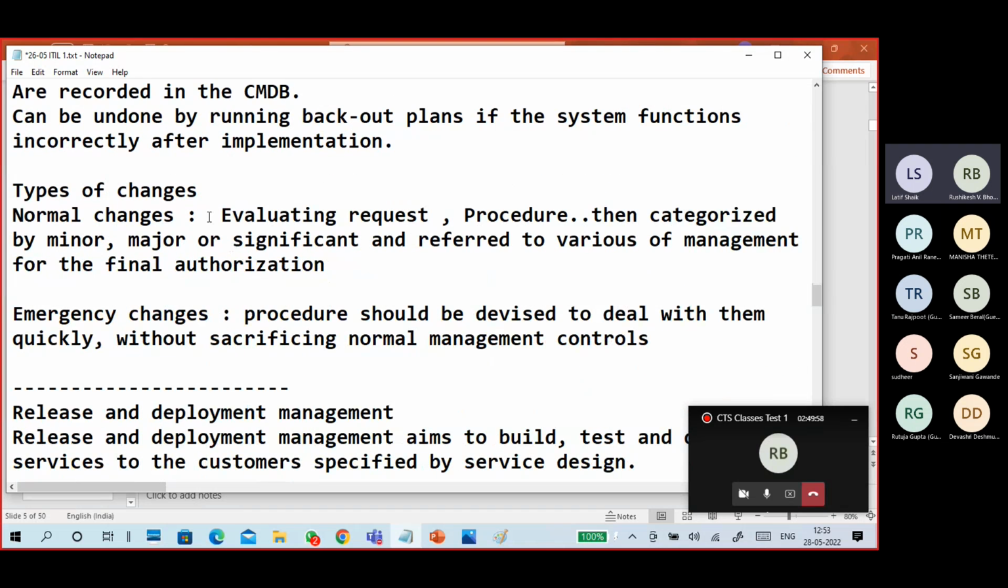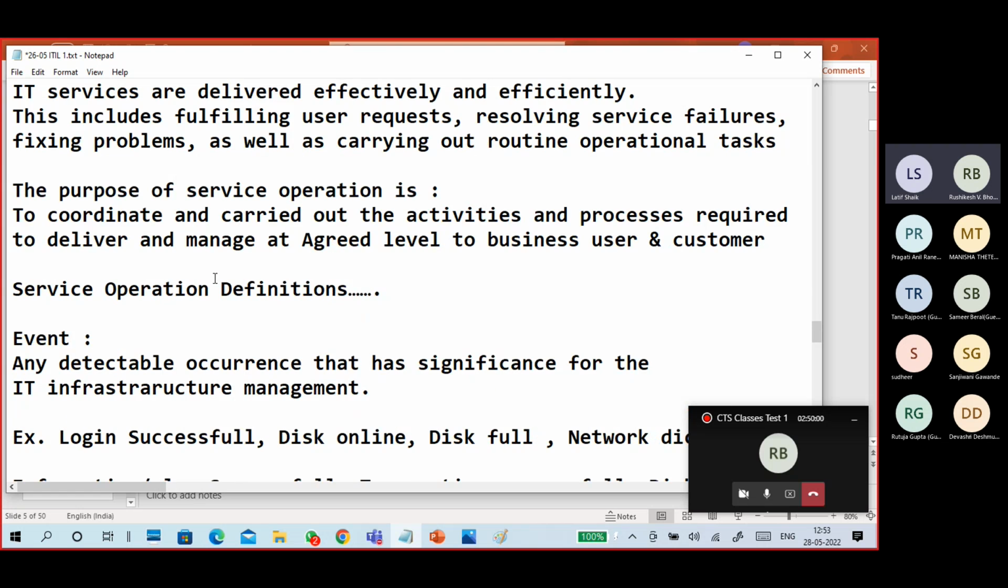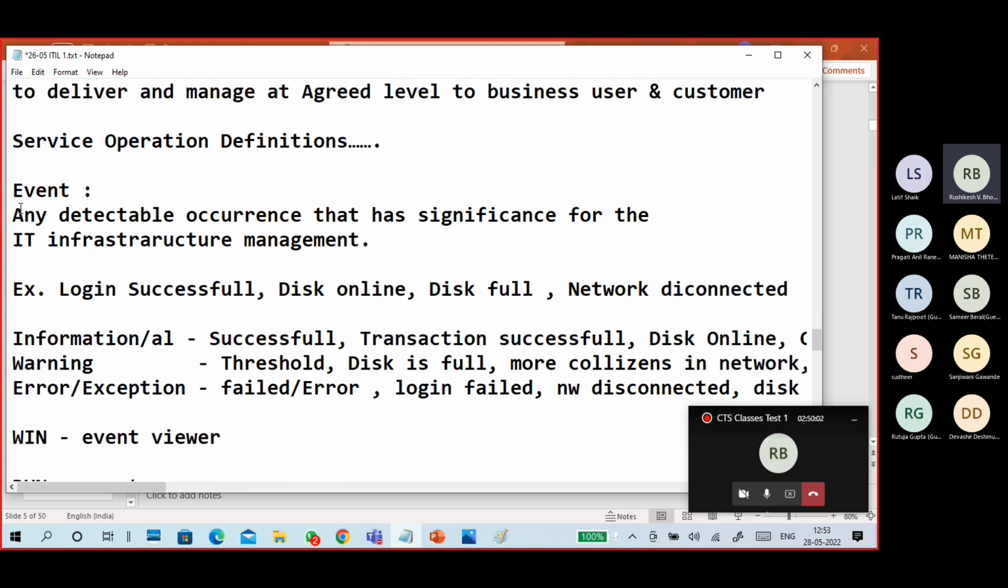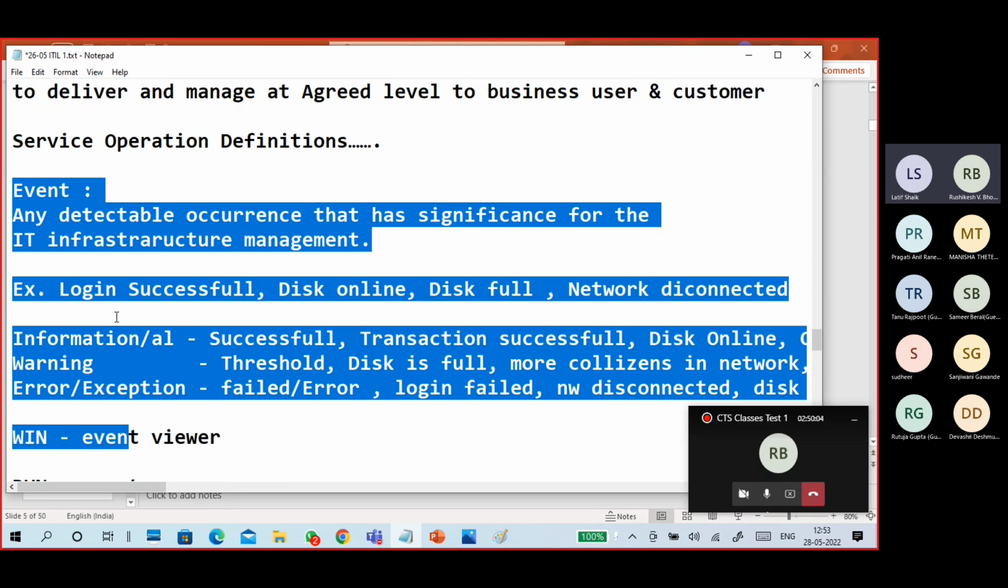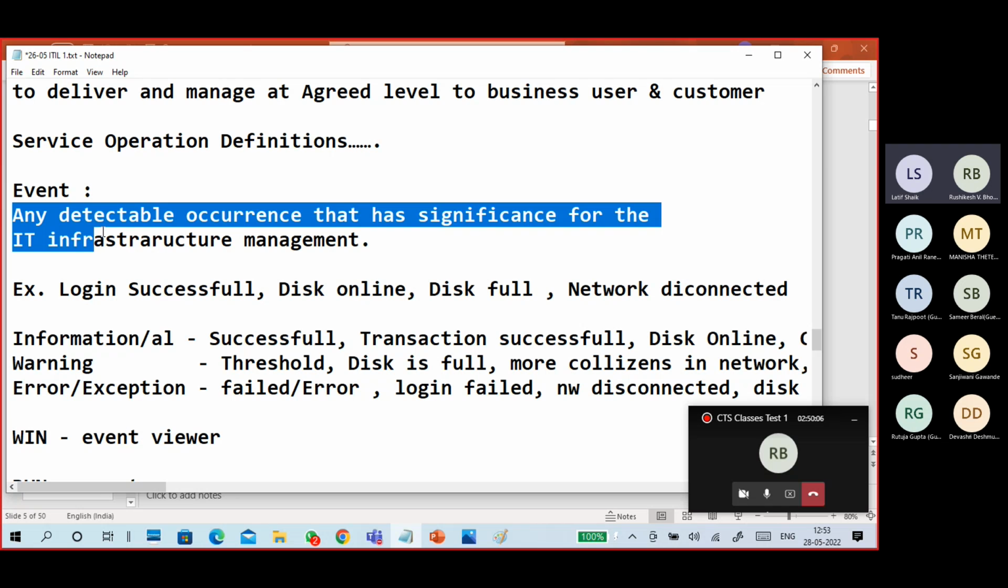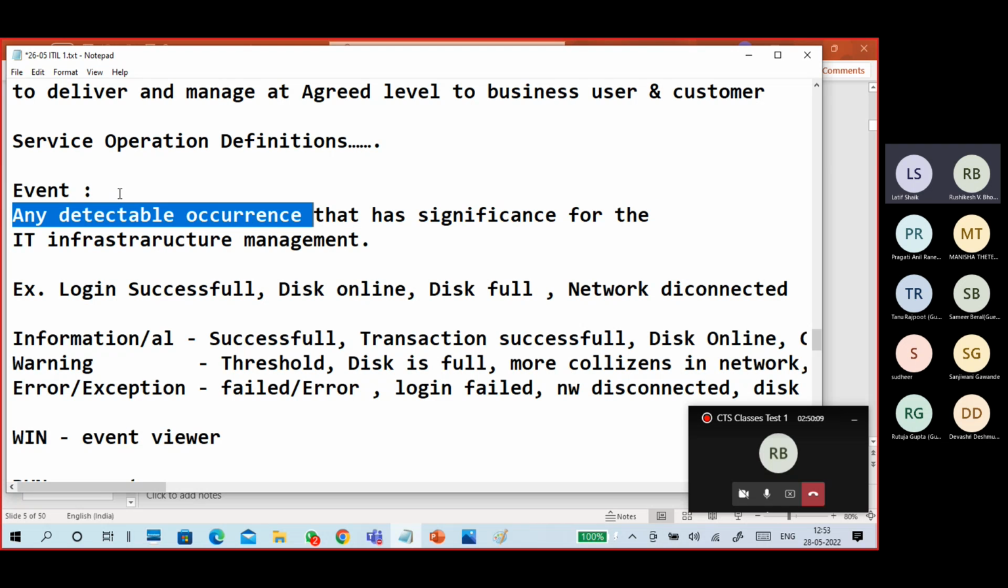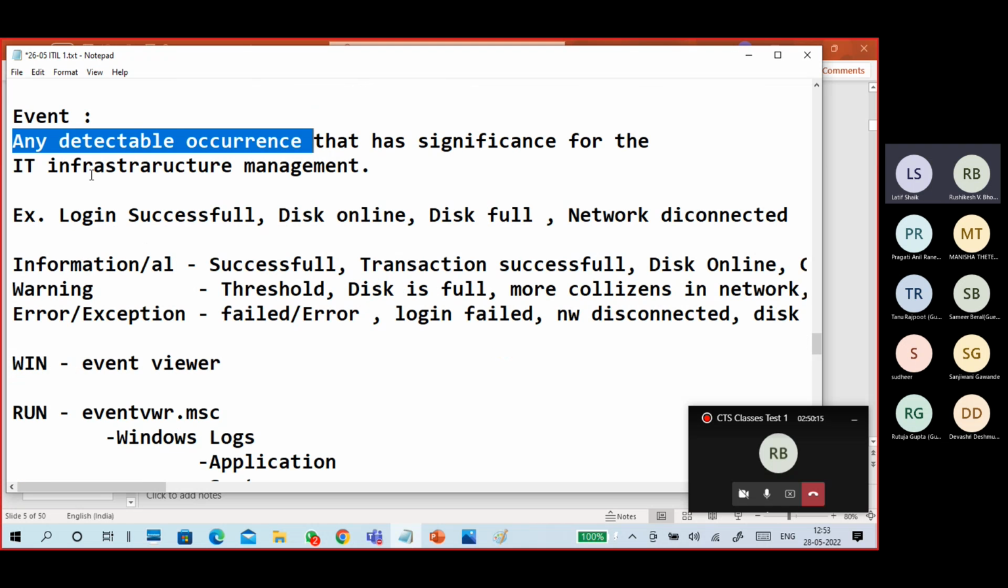So we already discussed change management here, but I am going down directly. These definitions again are very important in ITIL. Any detectable occurrence that has significance for IT infrastructure management, that is an event. Different events are there: information, warning, error or exception kinds of events. Critical errors, critical is also there.